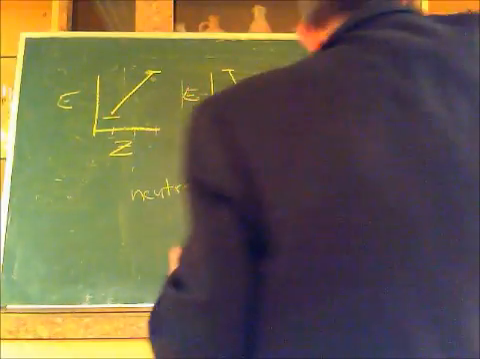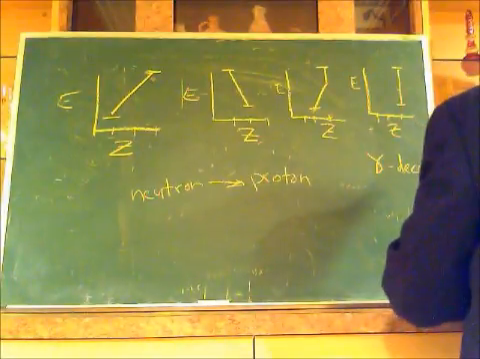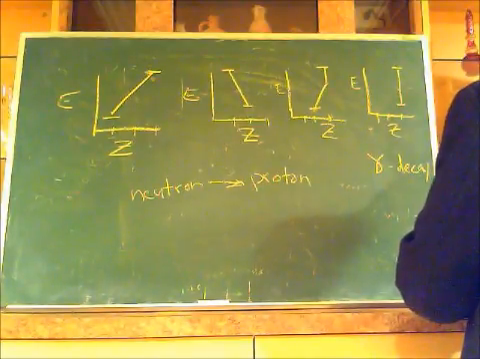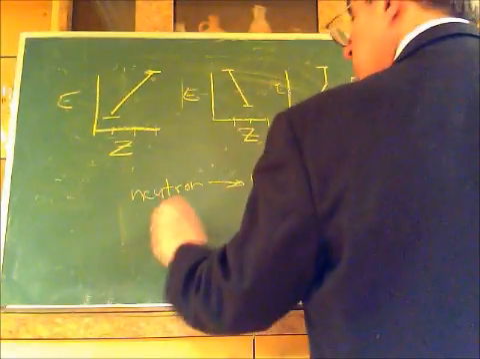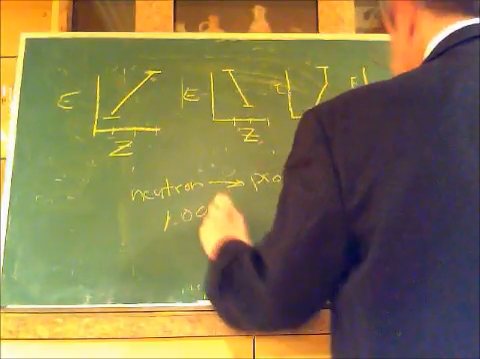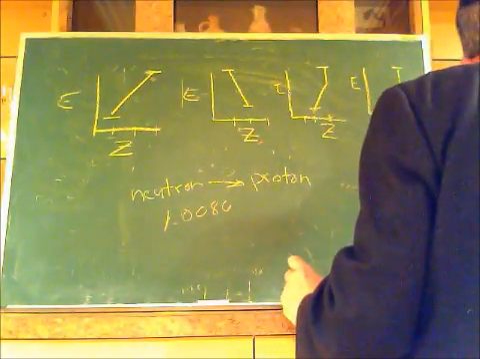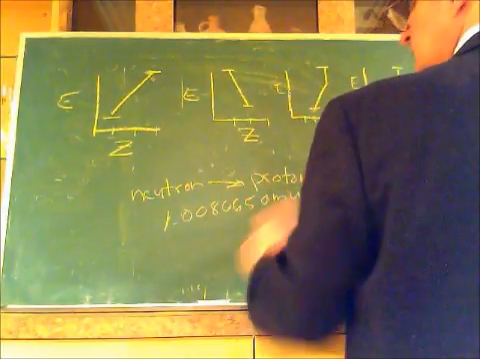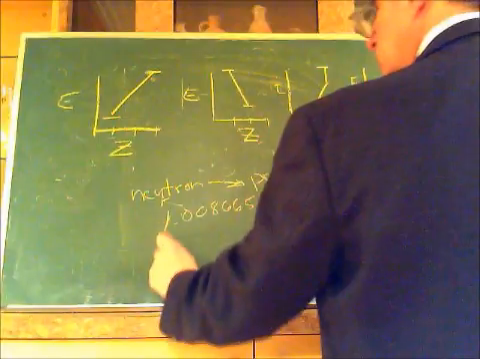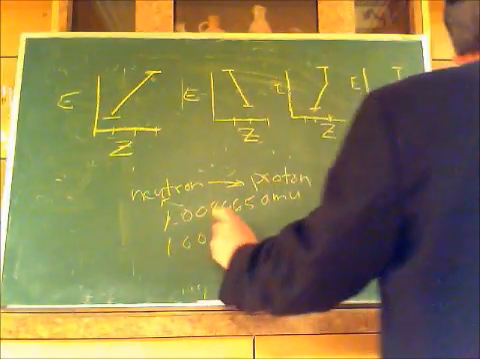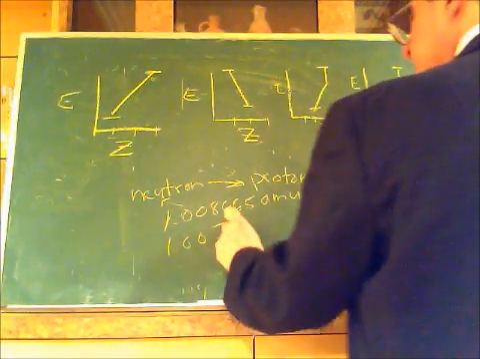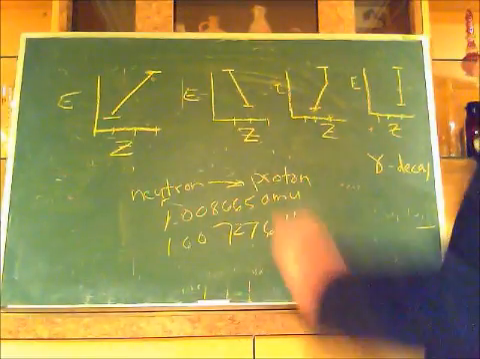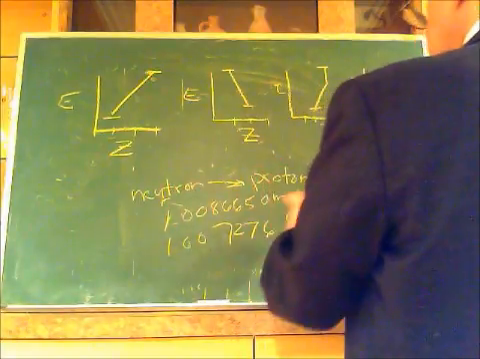A neutron is heavier than a proton. We already saw that. A neutron has a mass of 1.0086665 atomic mass units, and the proton is only 1.007276. So it sort of makes sense that a neutron goes to a proton.